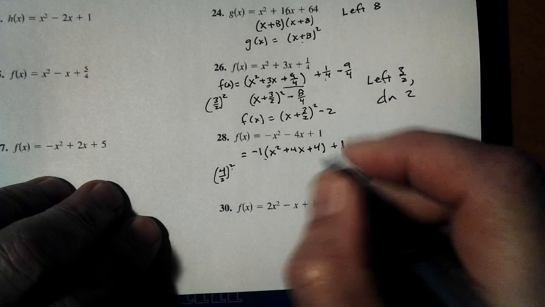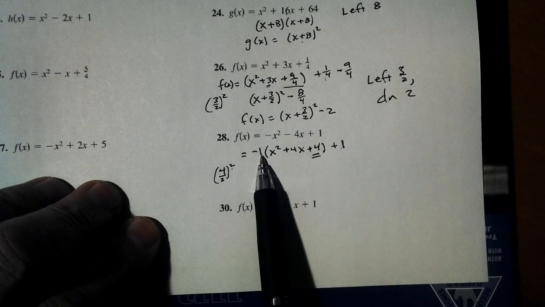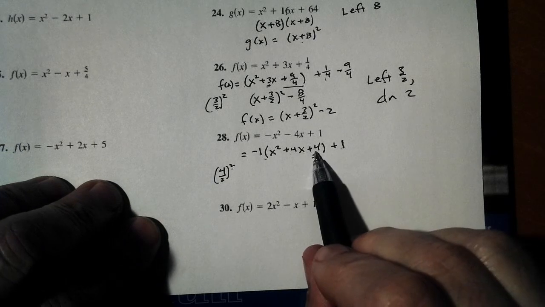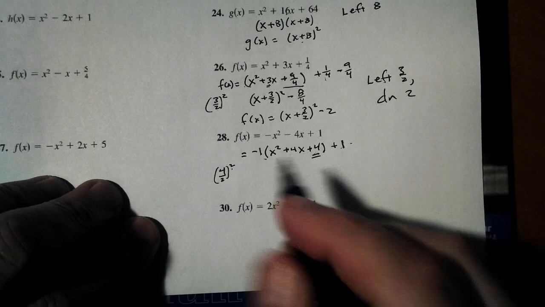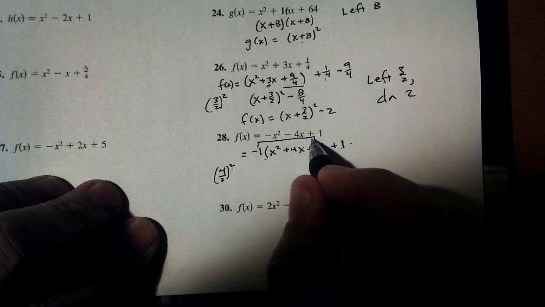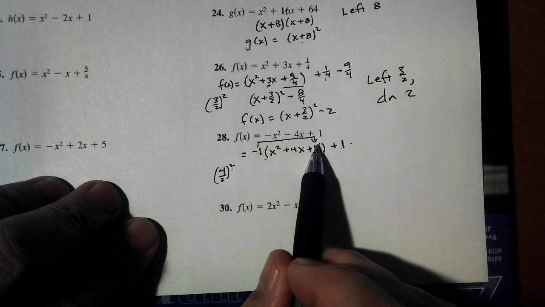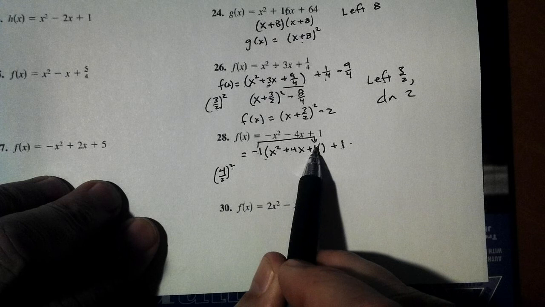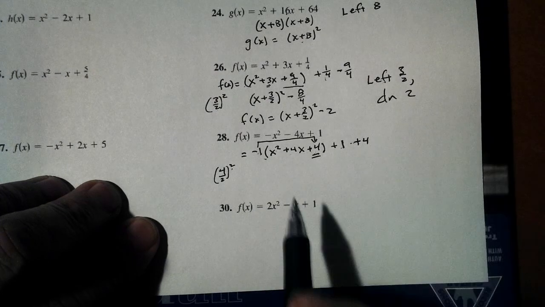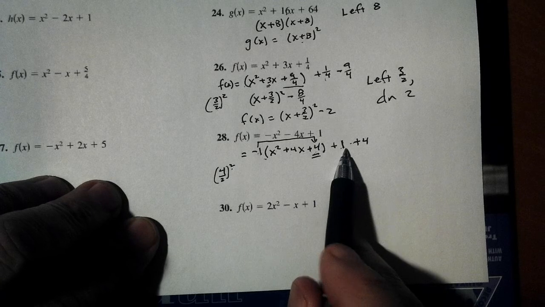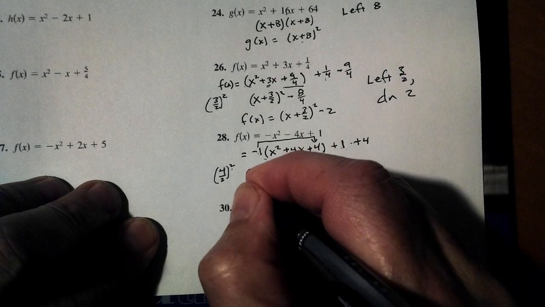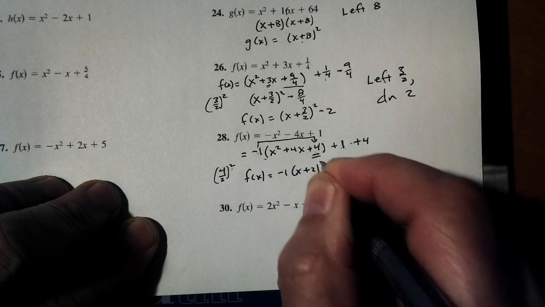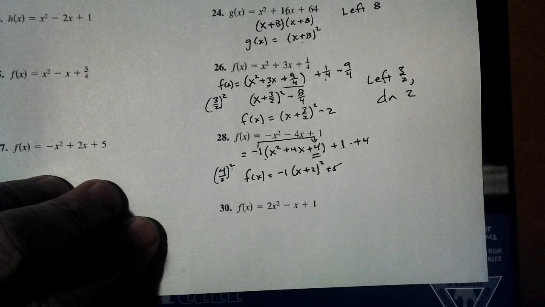But that was just kind of a figment of my imagination. This is not equal to this anymore. We have to balance. And understandably, people are going to balance this by saying, oh, we need to subtract 4 because we added 4, but I did not really add 4. If I distribute this through, I get negative x squared, check, minus 4x, check, minus 4, ooh, got to balance that. Plus 4 cancels that minus 4, plus 1. And then f of x is -1 times x plus 2 squared, perfect square, plus 5.